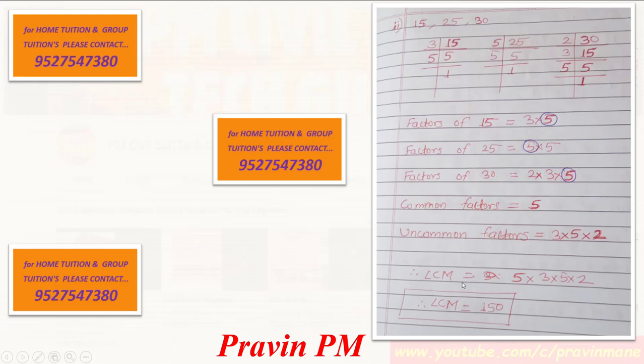So LCM is equal to multiplication of common and uncommon factors: 5 multiplied by 3 multiplied by 5 multiplied by 2. Then LCM is equal to multiplication of all these. That is 150.